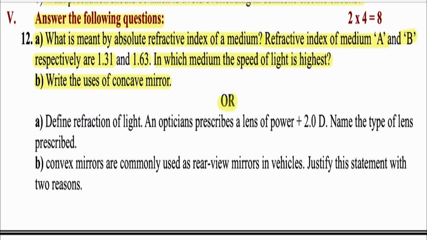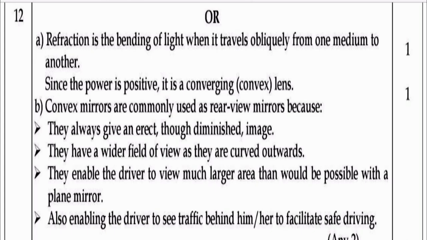Optional question in 12th. A. Define refraction of light. An optician prescribes a lens of power plus 2D. Name the type of lens prescribed. Refraction is the bending of light when it travels obliquely from one medium to another. Since the power is positive, it is a converging convex lens.